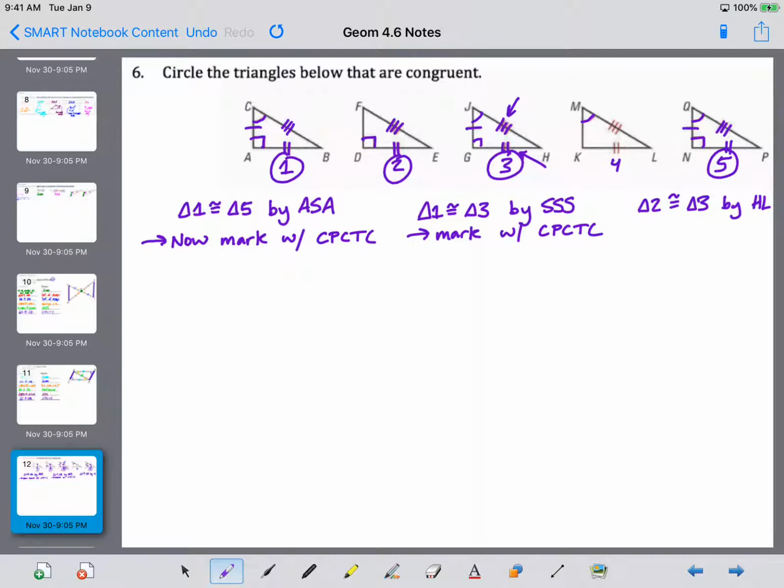4 is actually not, because we have a side and an angle. That would make a bad word if you put those in order. That one is not one of our triangle congruence postulates. So the only ones that we can say that are congruent would be 1, 2, 3, and 5. We just don't have enough information about triangle 4 to say anything about it, so that one we leave out.